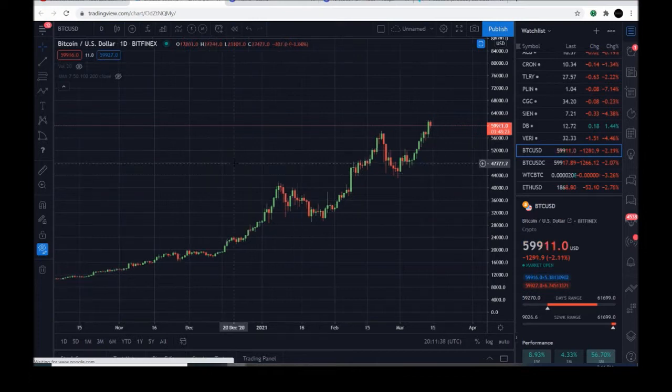All right, so today is March the 14th, 2021, and the current price of BTC is $59,917.40, fluctuating there. It's down approximately 2.1% for the day.